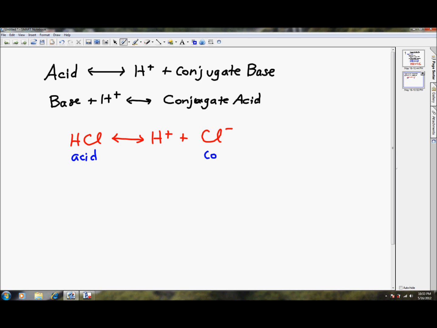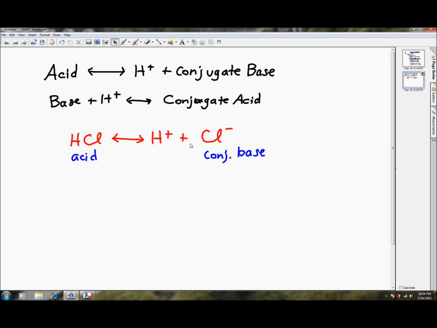And so chloride ion is the conjugate base of hydrochloric acid. Well, why do we call it a base? Well, remember, this is a reversible reaction. So if we look at the reaction going this direction, it looks just like an acid. Instead of being an acid creating H plus and a conjugate base, now it's an ion that's going to accept H plus, which is the definition of a Bronsted-Lowry base, making the hydrochloric acid.